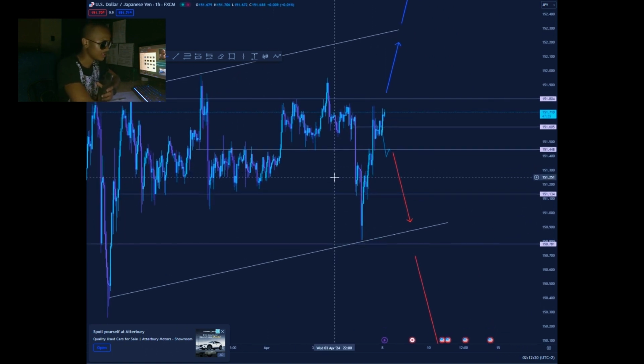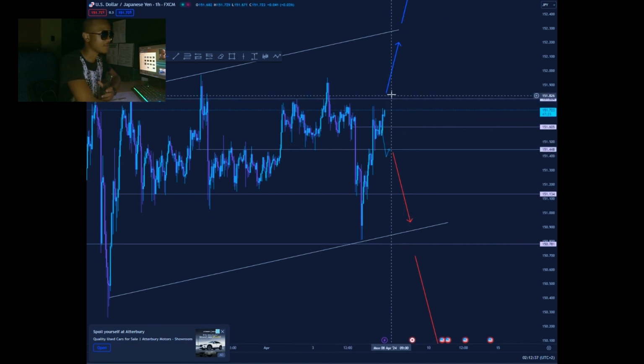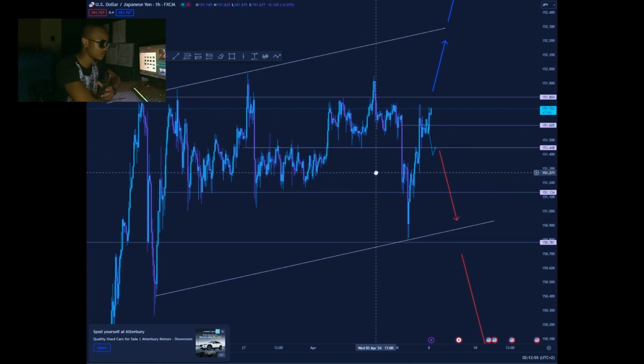How can you scalp this structure? You can scalp anytime you break above here during the session and you take profit around this zone over here, or you can scalp it by breaking below the structure and taking profit somewhere on this support trend line over here. If you want to be on the safe side, you can take profit around this zone over here. So that's what's happening with the USD JPY.